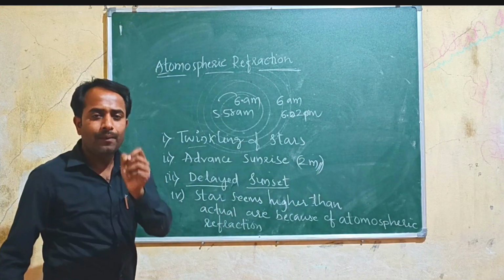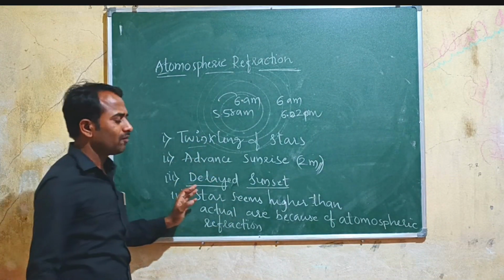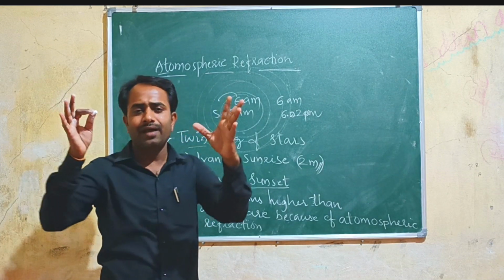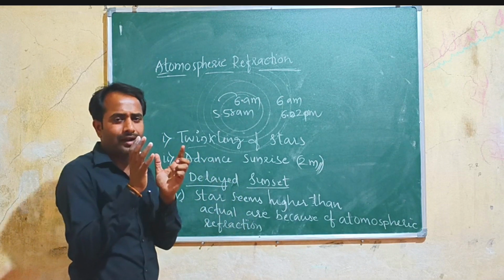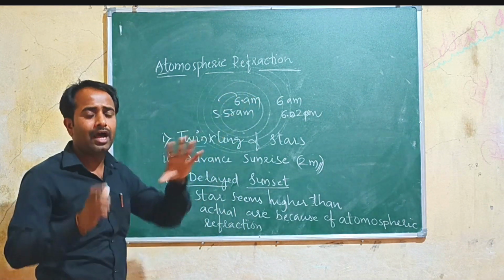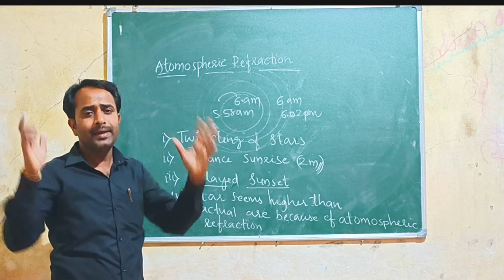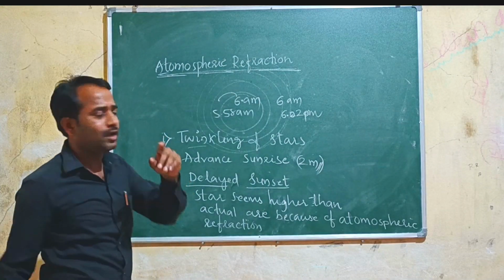Then due to atmospheric refraction, stars seem to be higher than they actually are. They are actually smaller to the naked eye, but due to atmospheric refraction, they look bigger.